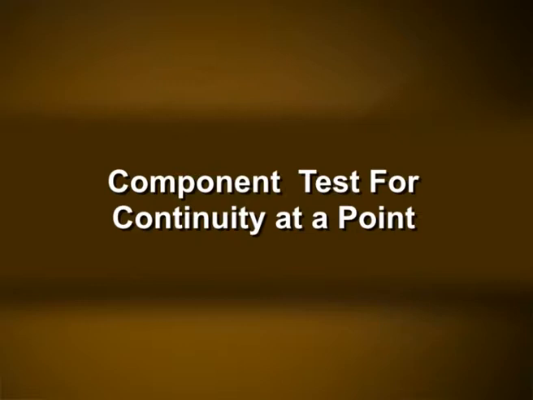Component test for continuity at a point. Since limits can be expressed in terms of components, we can test vector functions for continuity by examining their components. The vector function R(t) equals F(t) i plus G(t) j plus H(t) k is continuous at t equals t0 if and only if the component functions f, g and h are continuous at t0.